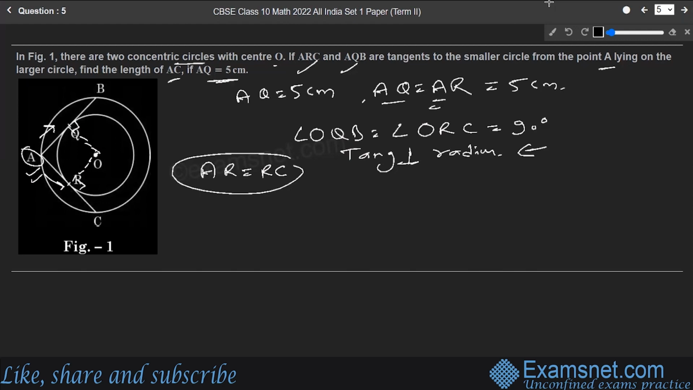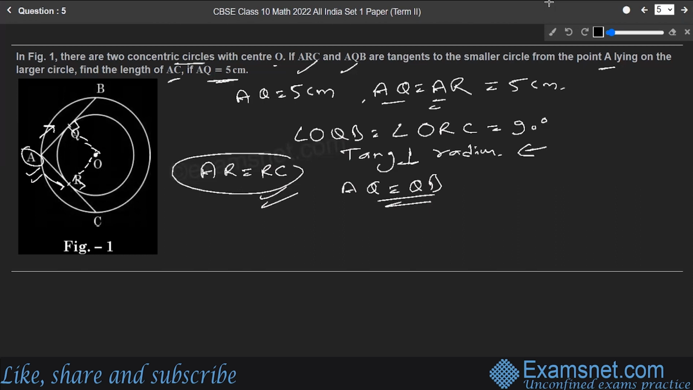And AC is a chord. Mind you, AC is a chord to the outer circle, and the perpendicular drawn from the center of the circle to the chord bisects the chord. That is the theorem. So that means AR equal to RC. Similarly, the perpendicular drawn from point O to AB will bisect AB. So that means AQ will also be equal to QB. These are the two theorems that have been used for this part of the circle.